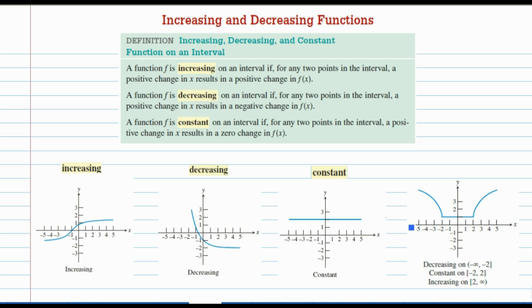Now an example that includes all of them would be this one. From negative infinity to -2, the function is decreasing. There it is, negative infinity to -2. Then from -2 to +2, the function is constant, staying the same. Then from +2 all the way out to positive infinity, the function is moving up, increasing.